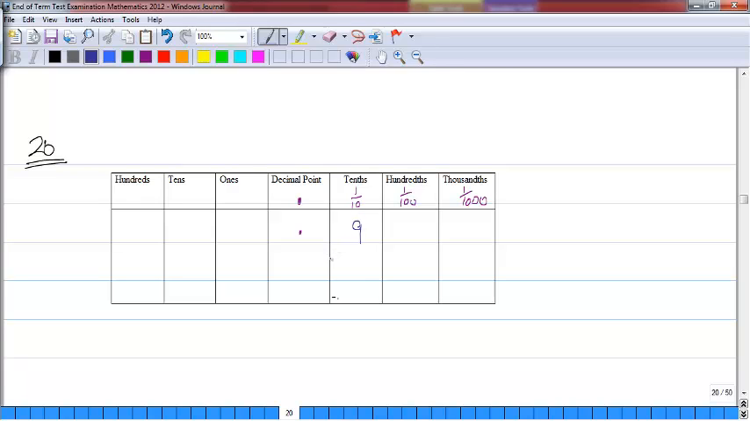Okay, next we have 3/100. So under the hundredths we have 3. So we put a placeholder here. Let me change colors for the placeholders. So we will put a placeholder here and a placeholder here. So we have 3/100. And finally we have 4 thousandths. So in the thousandths column we should have 4, and we put placeholders here, here, here, and here.